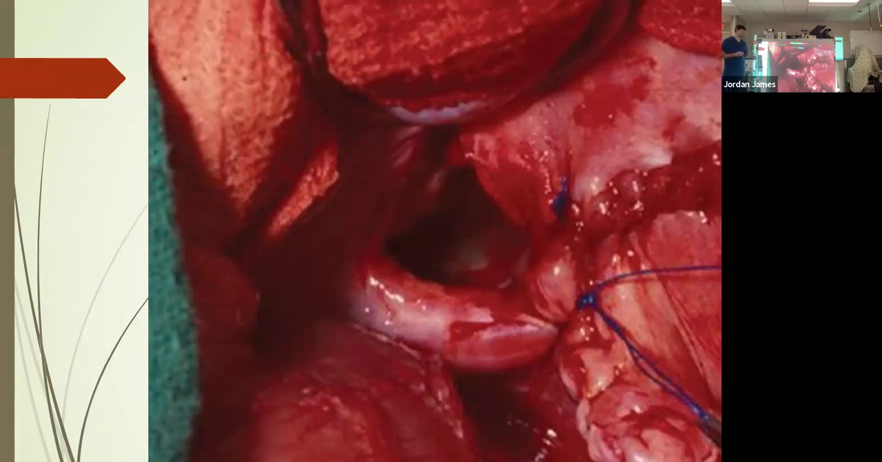So sometimes, honestly, a lot of the times it's a combination of different ones. Sometimes if you can do an interrupted throw as a stay suture, just to bring it up to one area, it can make your overall closure a lot smoother and a lot easier.